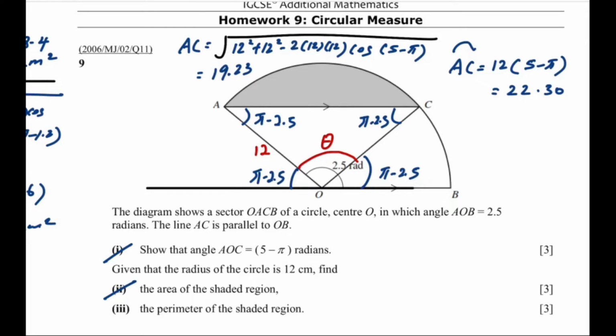Okay, so 22.3, 19.23. Final answer. Perimeter of shaded region, 22.23 plus 19.23, 41.53. Perimeter of the shaded region.